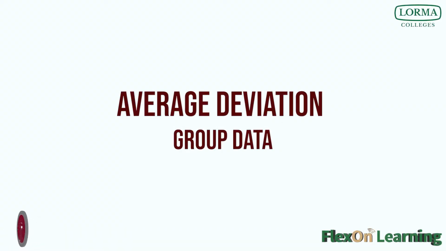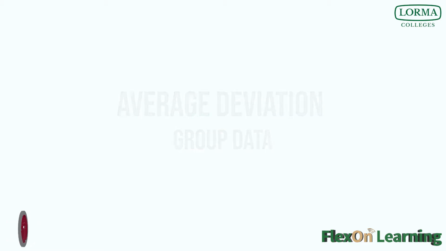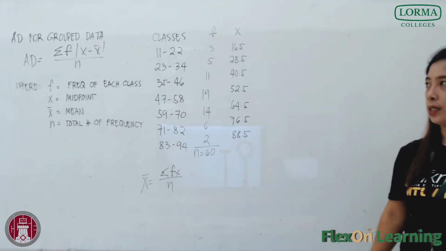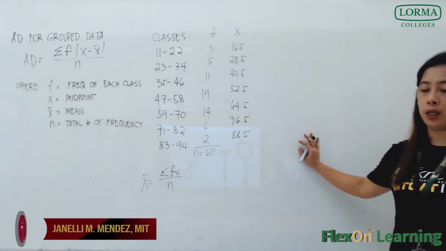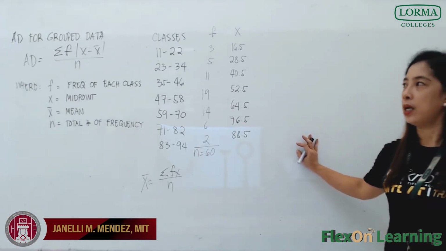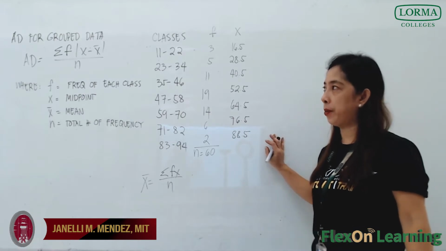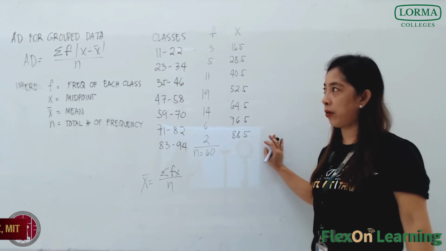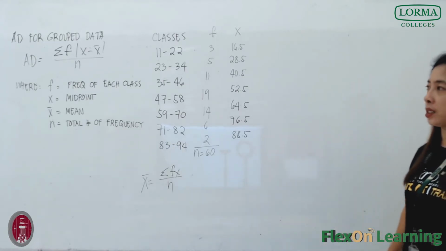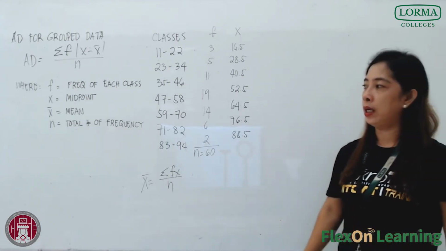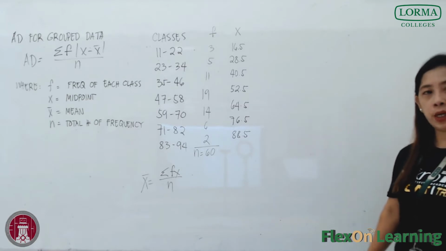So the next topic would be average deviation for grouped data. For the average deviation, we will be using only the midpoint method. The formula is the summation of the frequency times the absolute value of the midpoint less the mean, divided by the total number of frequencies.